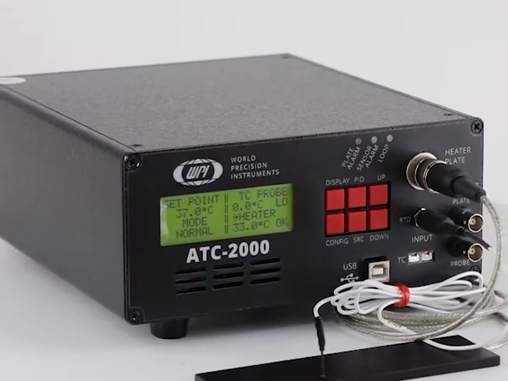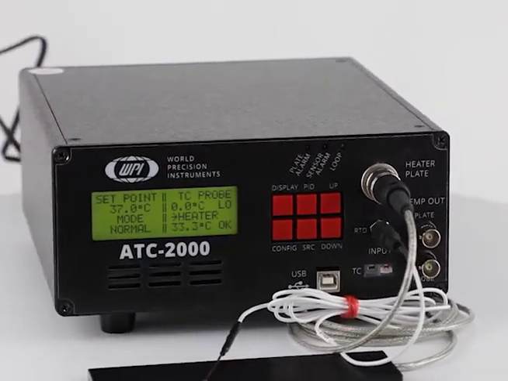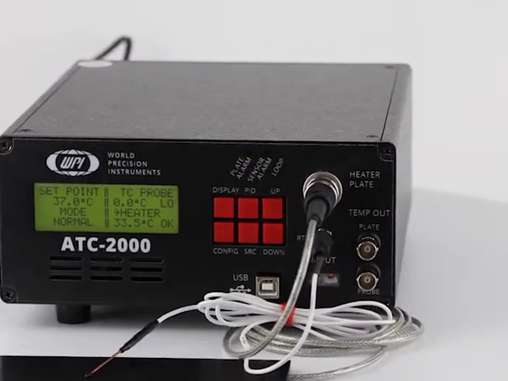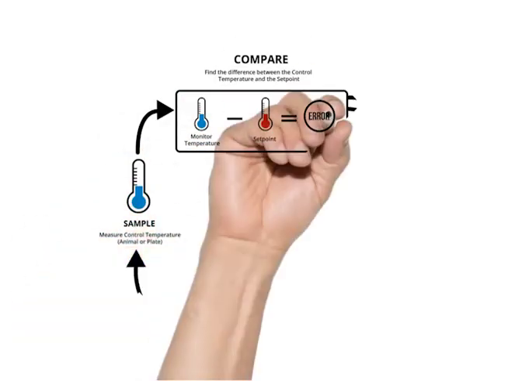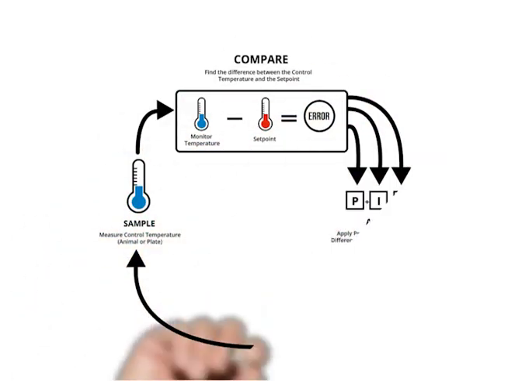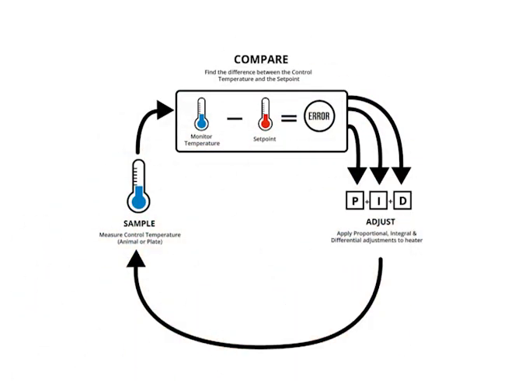ATC2000 is a low-noise heating system for maintaining animal body temperature during experimental procedures. The ATC2000 uses a digital PID controller to regulate the application of power to the heating plate in order to achieve the desired temperature at the monitored sensor. PID stands for proportional, integral, and differential, and here's how PID control works.